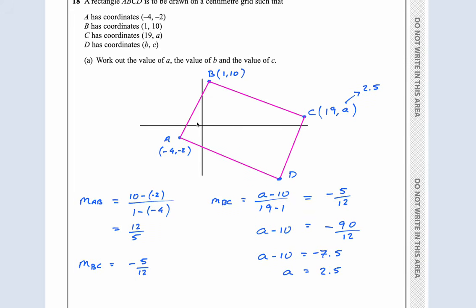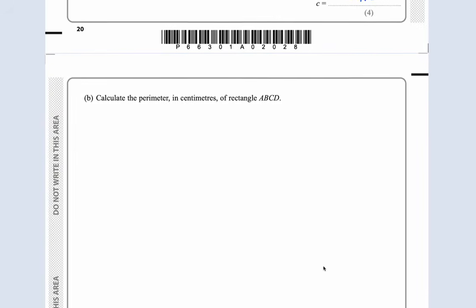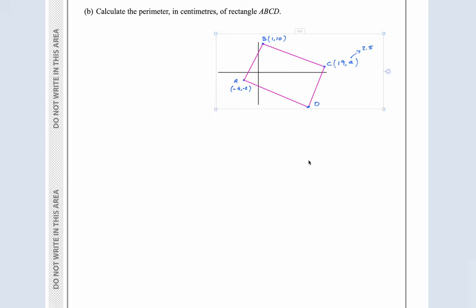I just need to find the distance between AB and the distance between BC, and then I can just times it by 2. So it's 2 of these and 2 of these. So let me actually just copy this down, guys, so we can see what we're doing. Okay, so this has become now a distance between 2 points question. So the distance AB, I can just leave it like that.